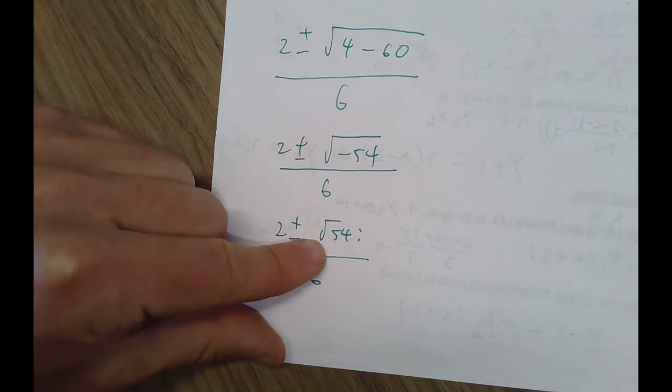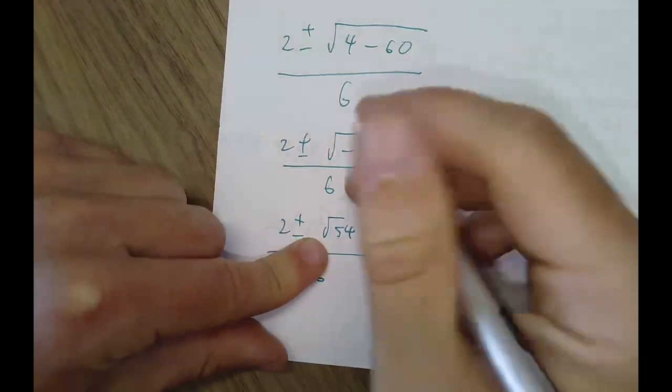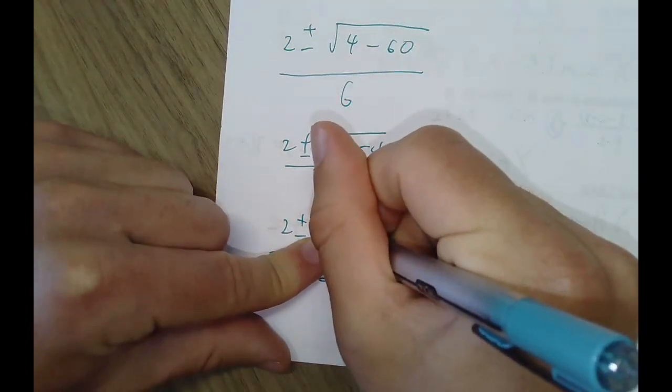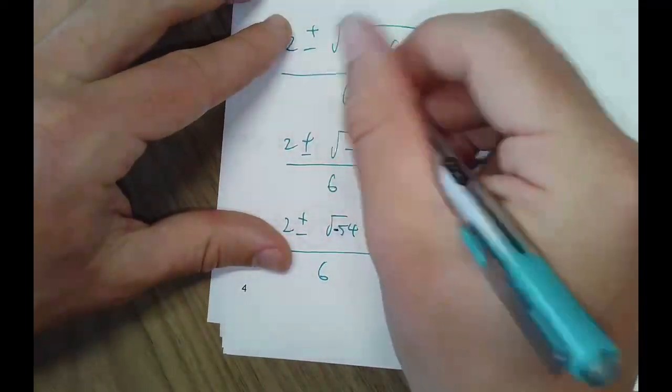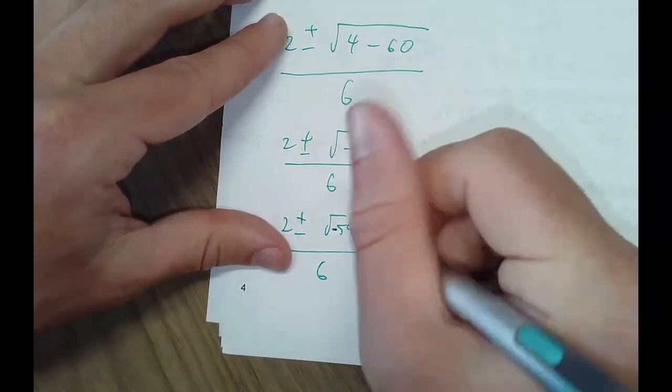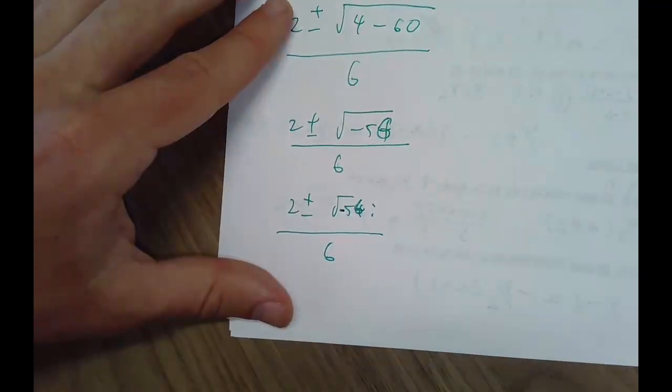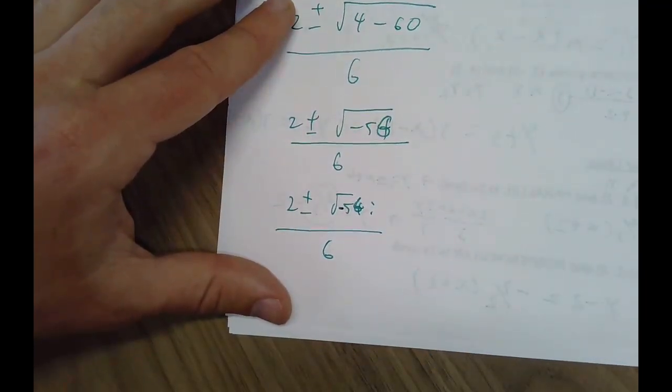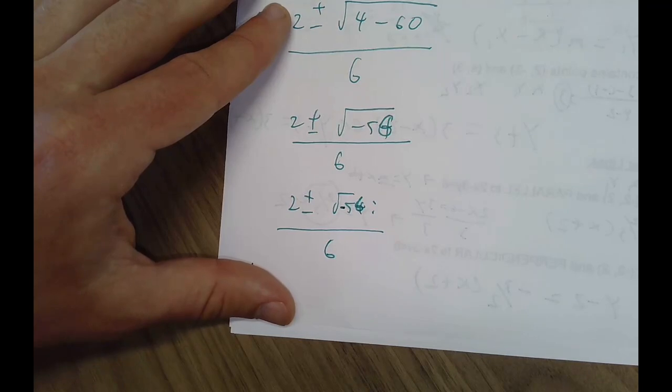Hang on, 54 divided by 4... is it 13? No, 54 is not divisible by 4. Negative 54. Oh, so that's my problem. Sorry, it's 4 minus 60, it's negative 56. That's why I was so confused. It is divisible by 4. Negative 56 is divisible by 4.